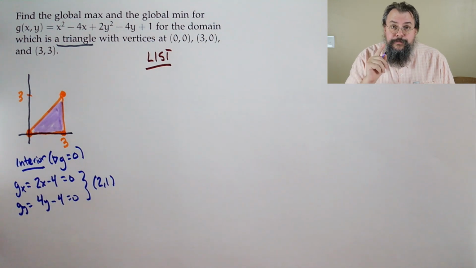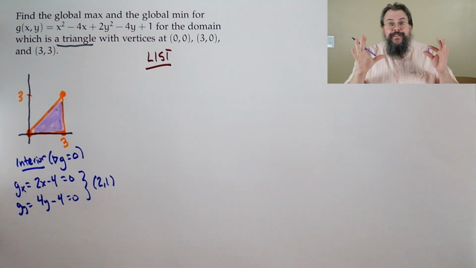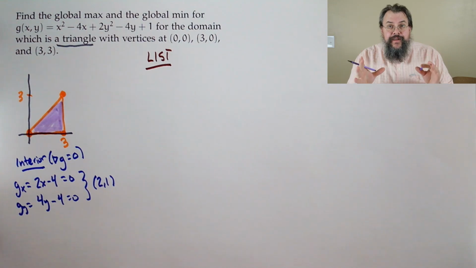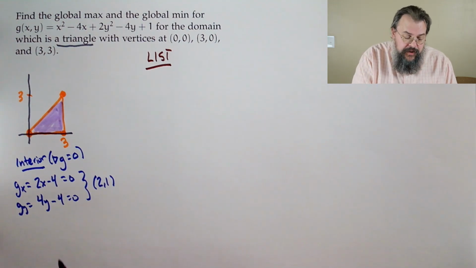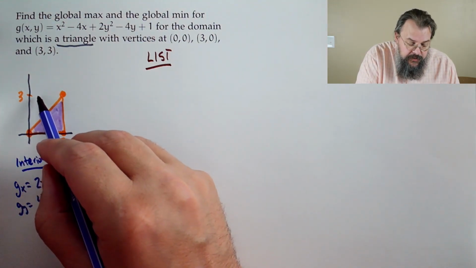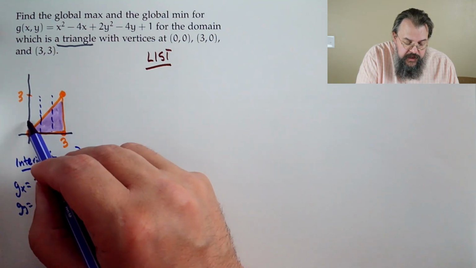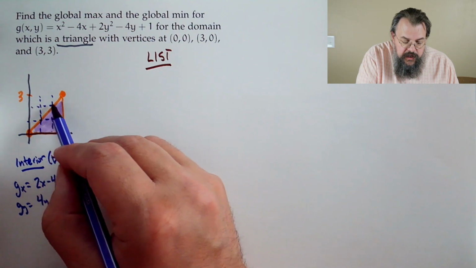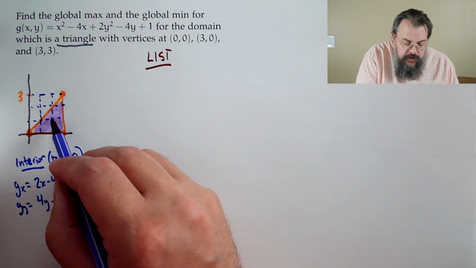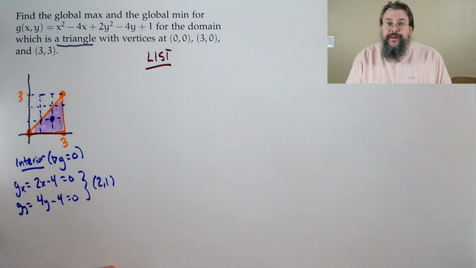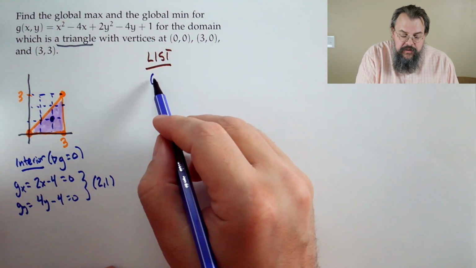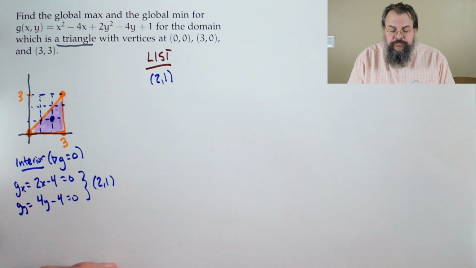Well, let's be careful. Does the point (2, 1) make the list? Well, we need to check. So if we add some grid markers here, just to help us see what's going on, we would see that (2, 1) is that point right there. It is in our domain. So it does make the list.